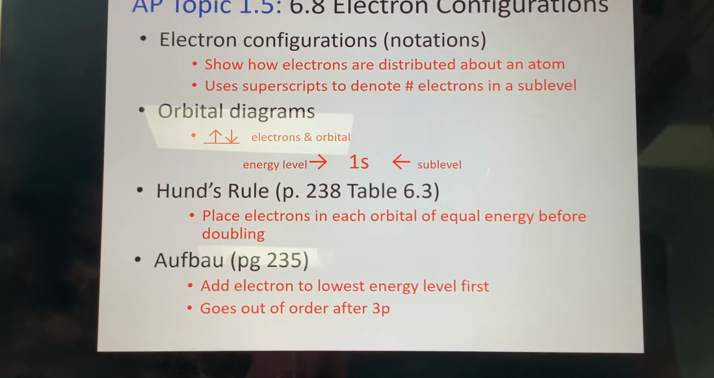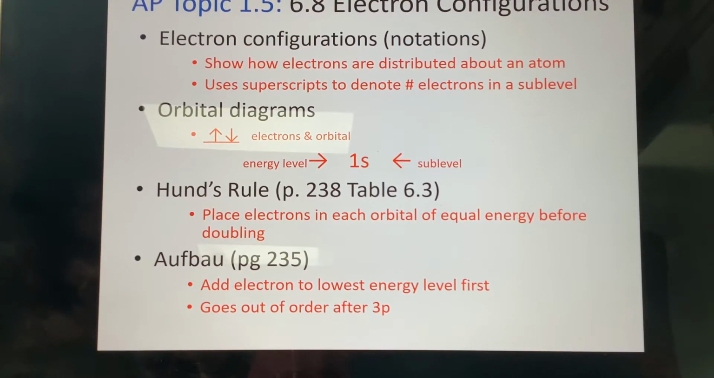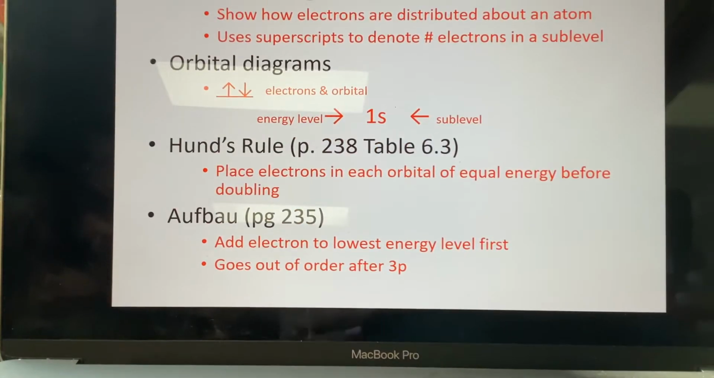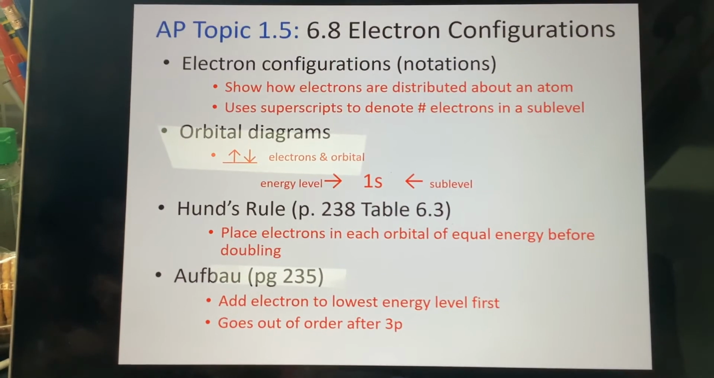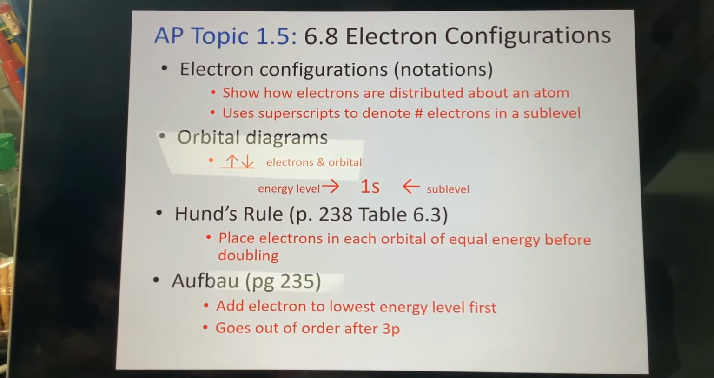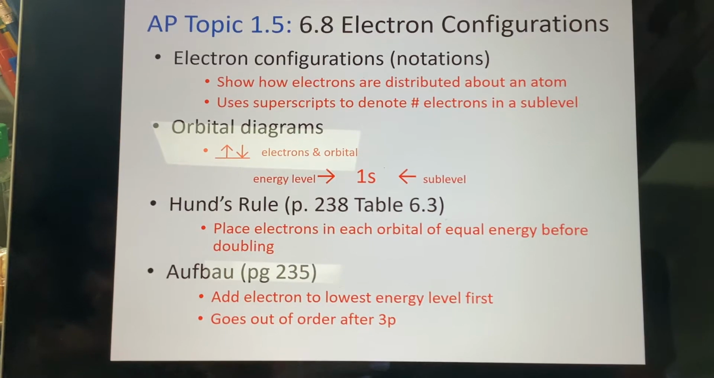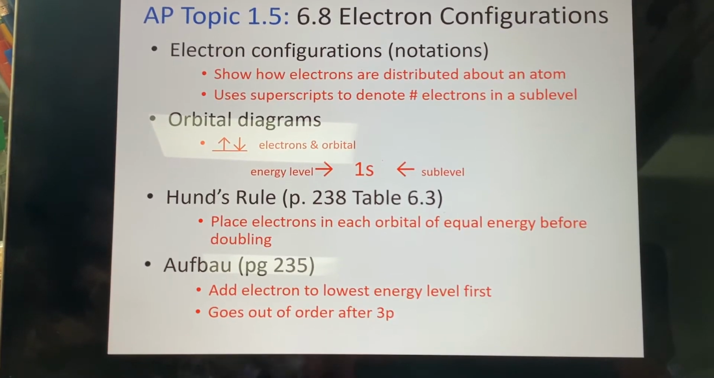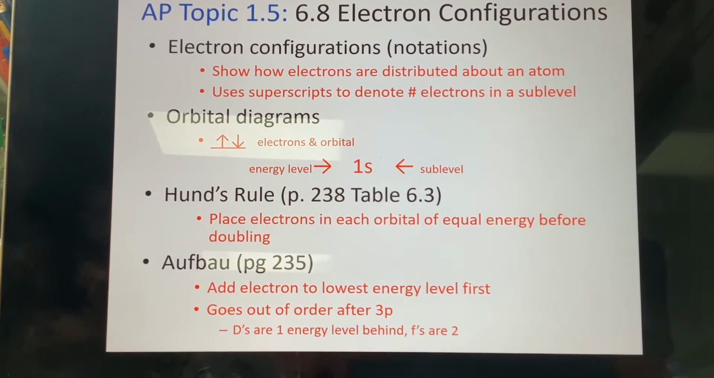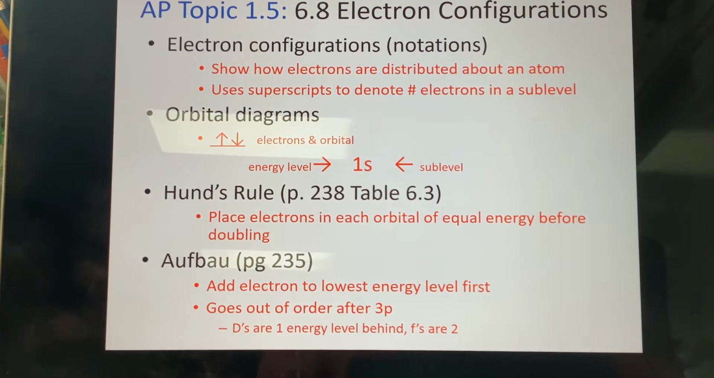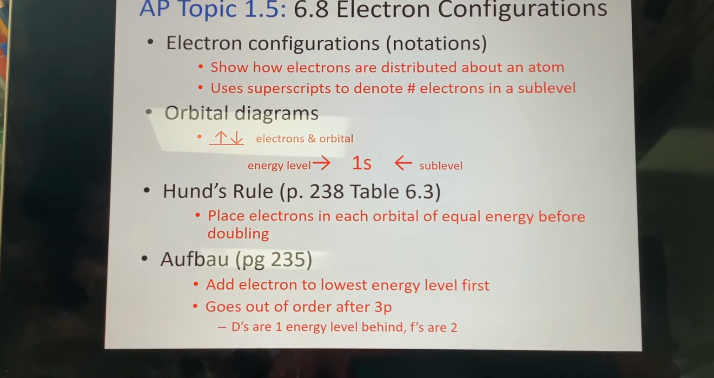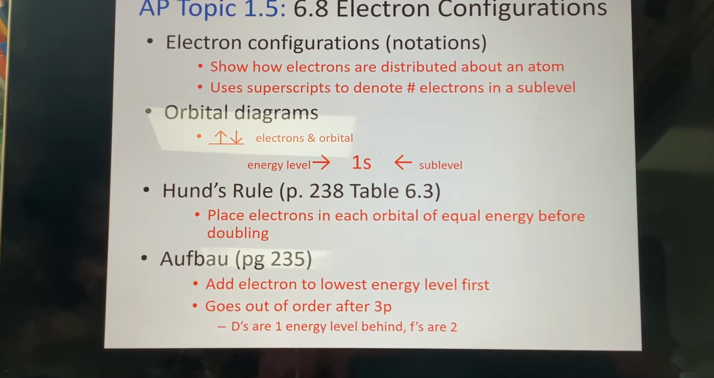And in a couple of slides, we'll take a look at the periodic table and its setup. But after 3p, we skip to 4s. So we do not do 3d, we do 4s. Then we do 3d. So the d's are always one energy level behind the s's. So we have 4s, then 3d, then keep going.